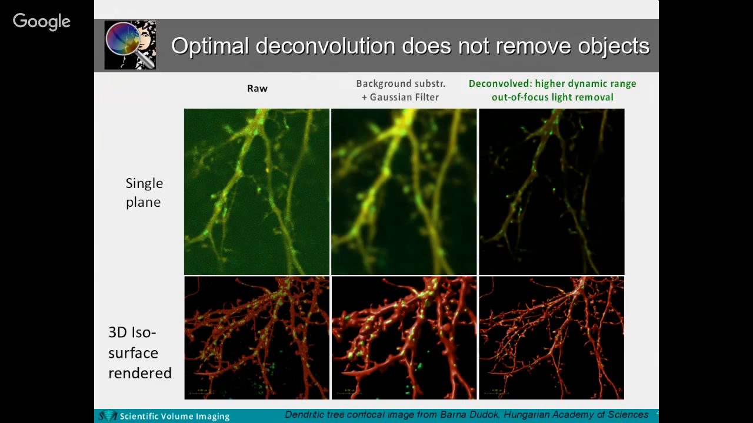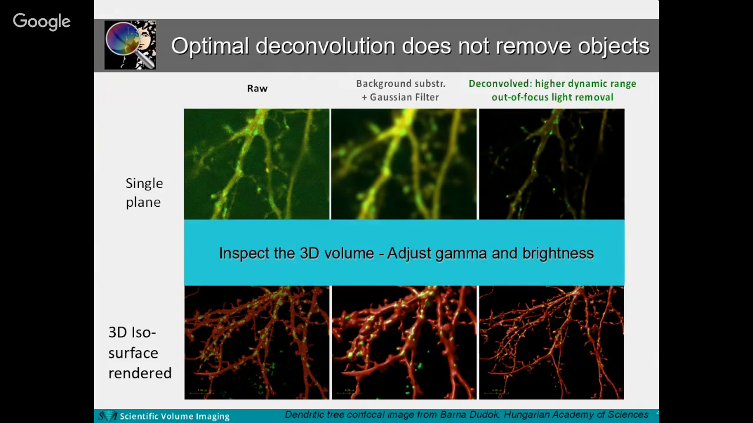The increase in signal intensity after deconvolution can also result in some objects seeming dimmer. Thus it is important to inspect the 3D volume, to look at all the objects, and to adjust the gamma and brightness to confirm the presence of the objects.